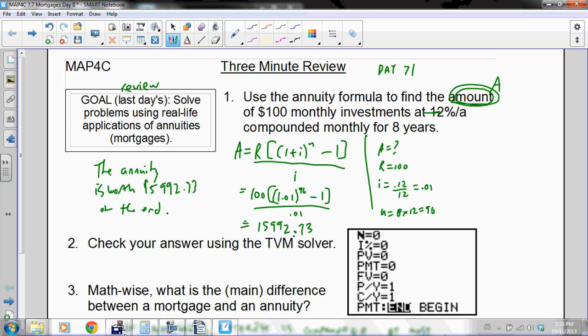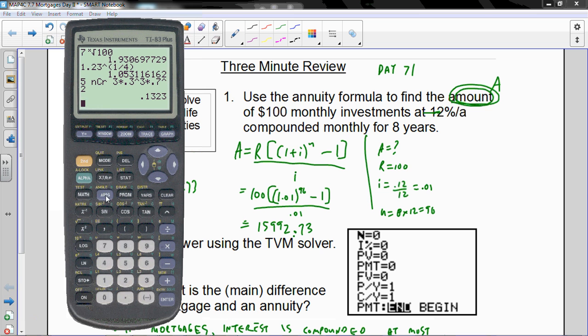Into the graphing calculator, if you need more help and review. Finance, TVM solver: N was 96, percent was 12, present value was 0, because when we invest $100 a month, we want to know how much it grows to. And it's not weekly payments, it's monthly payments, and that'll switch automatically for us. Future value is what we want to find. And we got a different value.